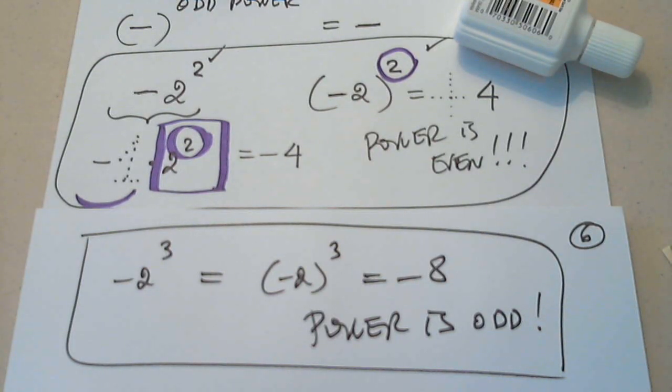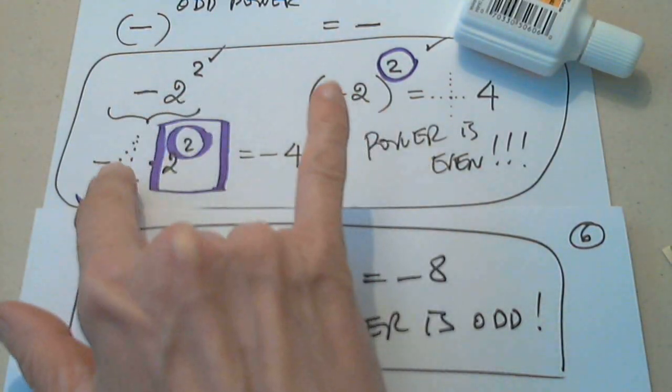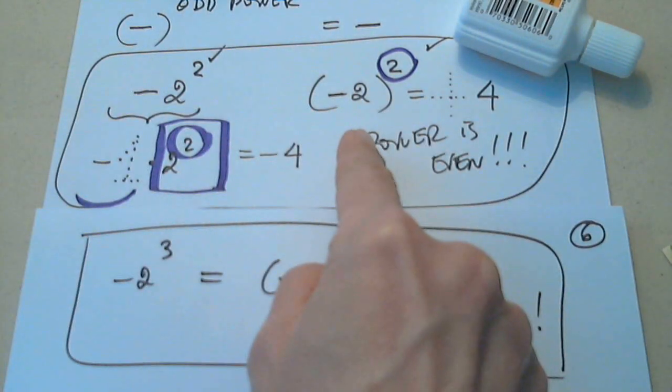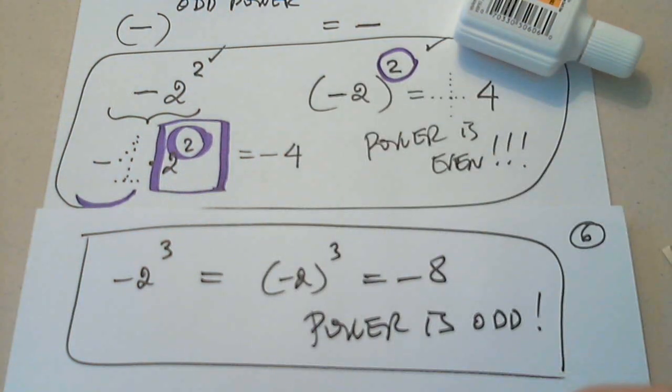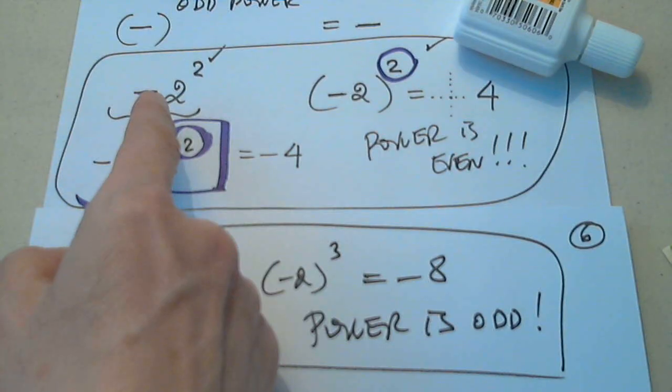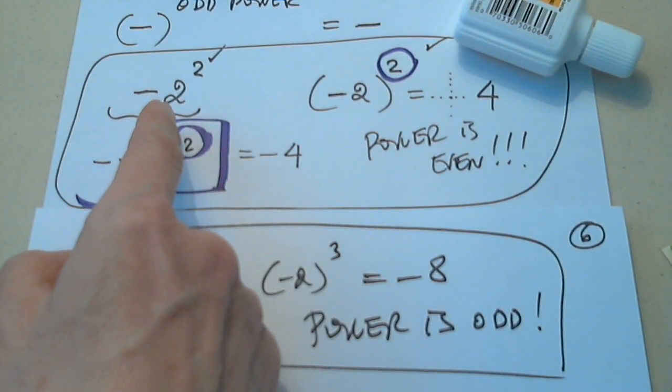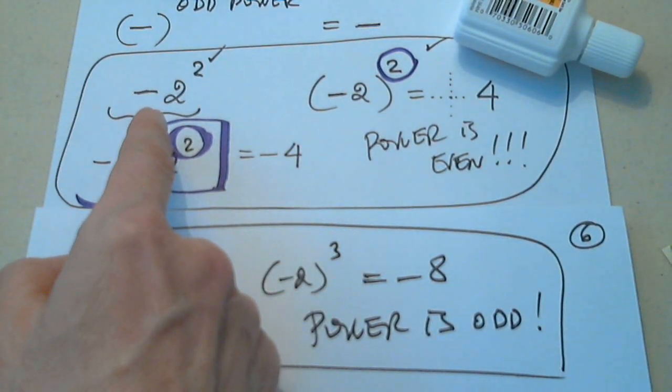No difference for odd powers. Friendly. Odd powers are friendly. No headache. Even powers need attention. So please understand the difference between these two. Here, I have to square -2. That's carved in stone because of the parentheses. Here, I cannot. I'm specifically told, don't dare to square -2.